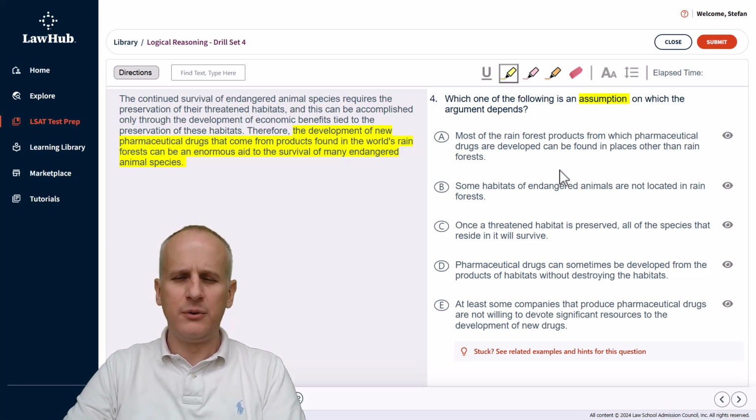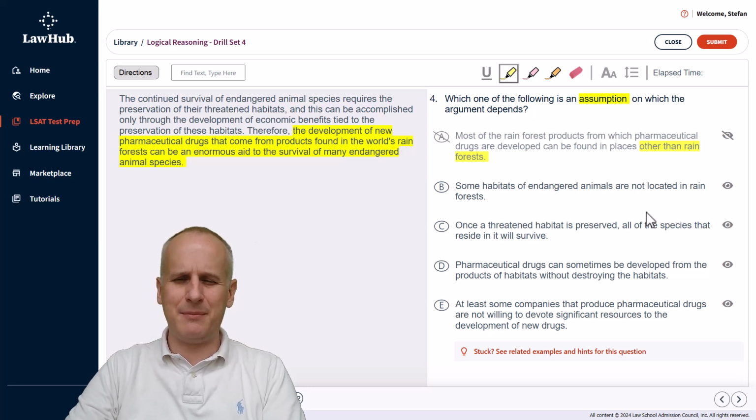So reading choice A, most of the rainforest products from which pharmaceutical drugs are developed can be found in places other than rainforests. Okay, they can be found in places other than rainforests. Who cares? I need a bunch more information to relate this back to the rainforest argument and recommendation that was provided. So choice A needs additional information. We should be able to eliminate that almost immediately.